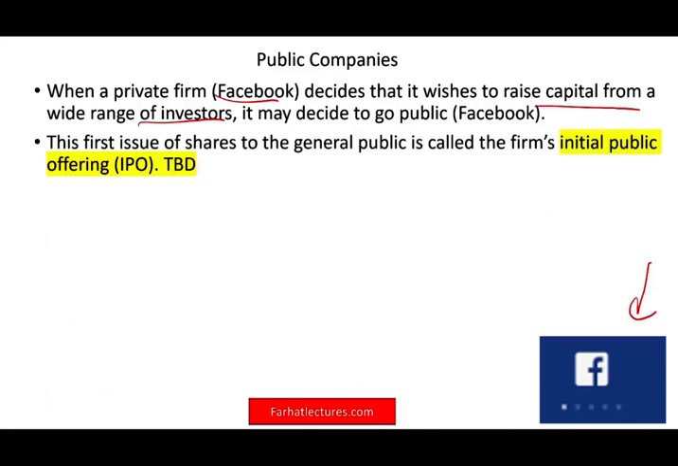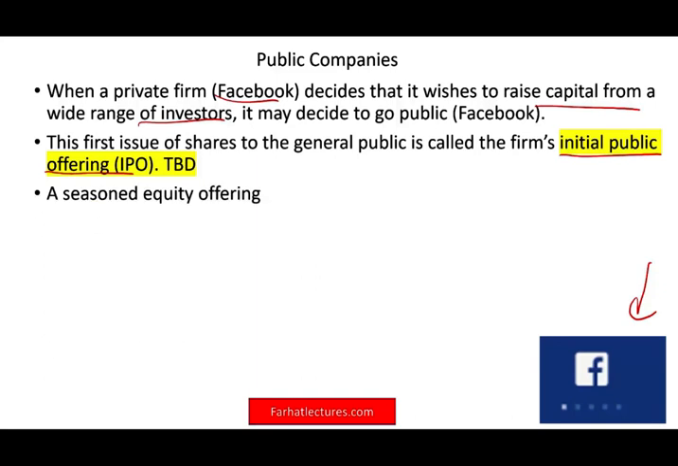So the first issue of shares to the general public is called an IPO, or initial public offering. So the first time Facebook sold their stock, it's called an initial public offering, if my memory serves me right, May 2012. I still remember. And we're going to talk about IPOs more in a moment. So the first time you sell your stock, it's called an IPO.